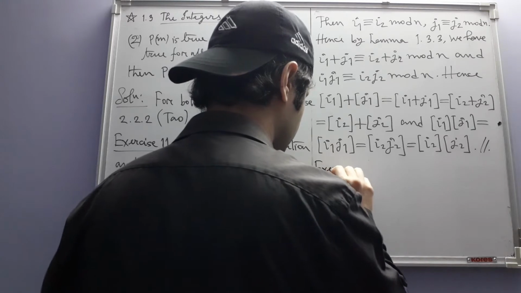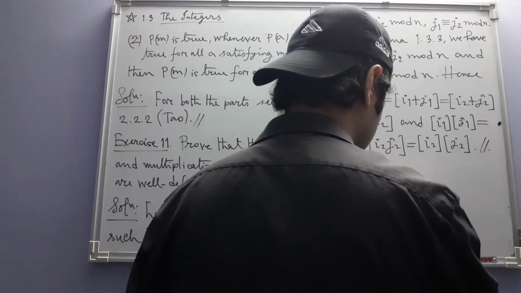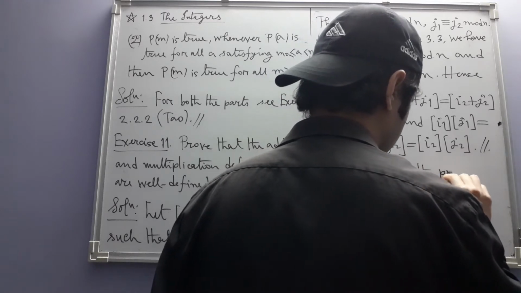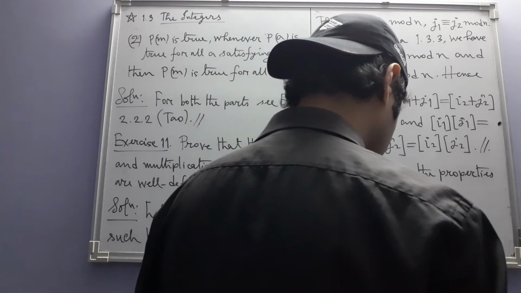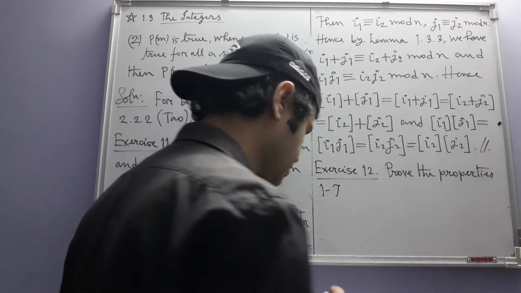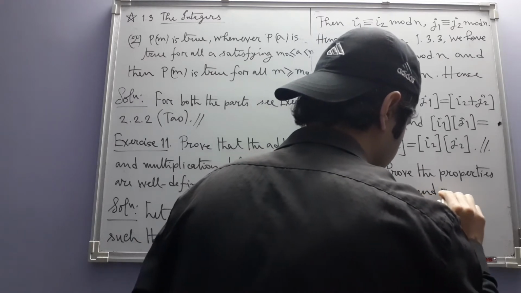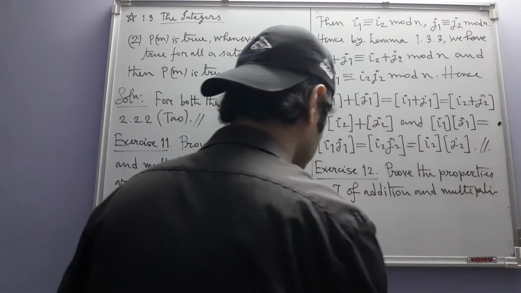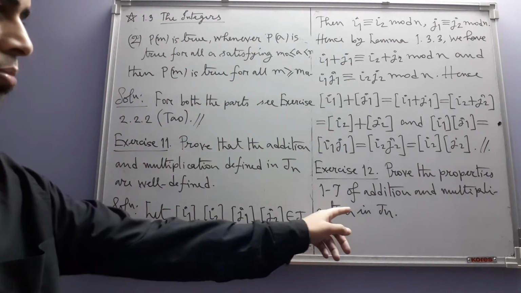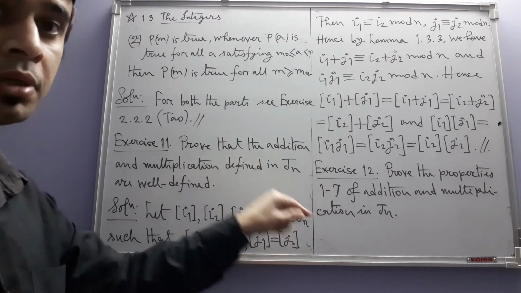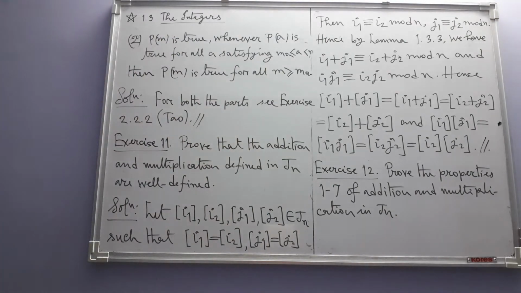Next exercise 12. Prove the properties (1 through 7) of addition and multiplication in Jn. And so these are basically, if you recall, the properties that we wrote down, the ones that we are familiar with: commutativity, associative law, distributive law, those things. Okay, and we don't really have to prove all of them, we just have to understand why they are true.